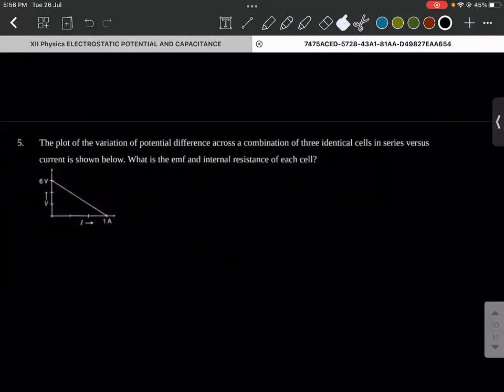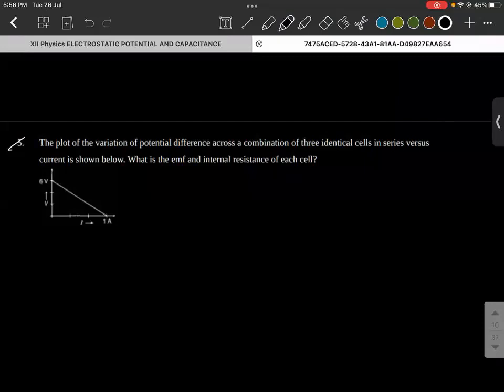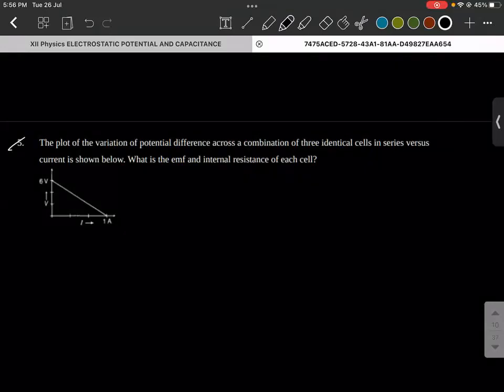How to do this problem? The plot shows the variation of potential difference across the combination of 3 identical cells in series. So when you connect the identical cells in series, what will happen to the EMFs in the first place? They get added, subtracted, multiplied, divided, what will happen? That depends on how you connect them. The negative of the first cell should be connected to the positive of the second for them to get added.